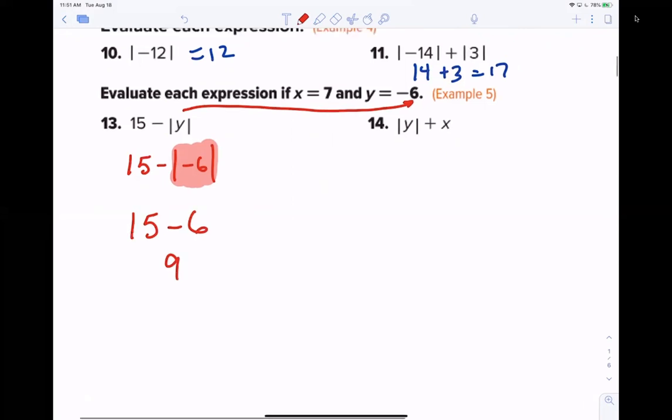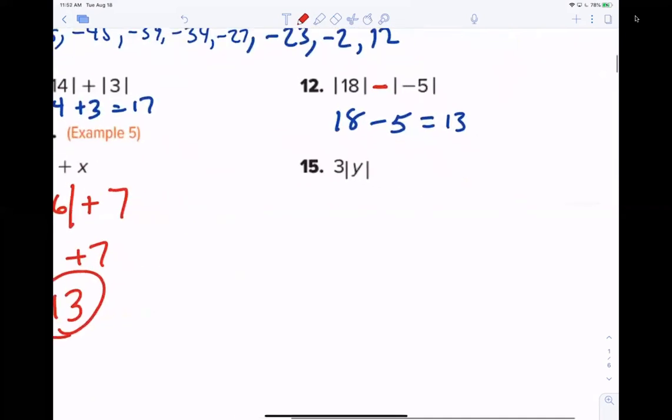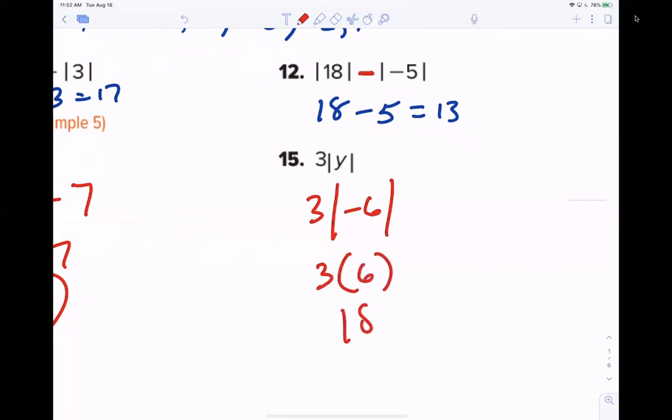All right, next. What's Y again? Right. What's X? Right. That's what you should have down. What's the absolute value of -6? Good job. So final answer. Yes, I told you guys, this is easy, easy, easy. All right, 15. What's the absolute value, or what's Y again? -6. What's the absolute value of -6? Final answer? 18. Yes, easy, easy.